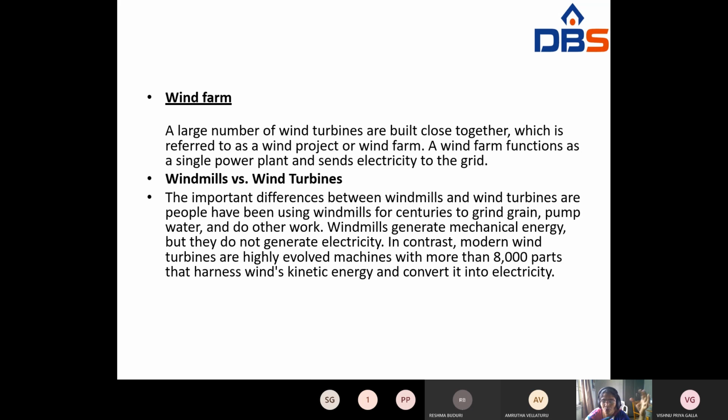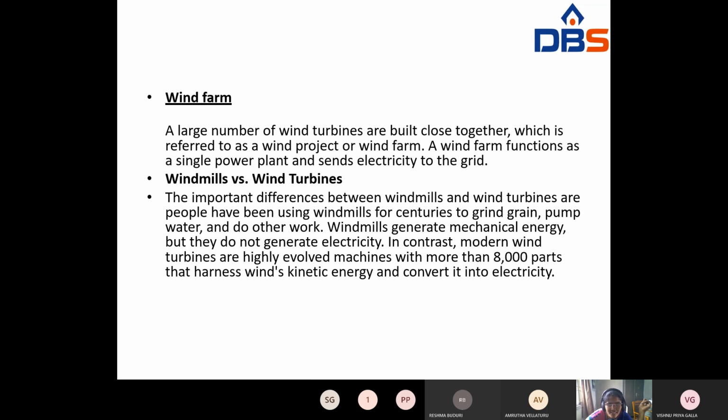Whenever you want to produce more electrical energy according to your capacity, you combine all the wind turbines. That is called the wind farm. The wind farm will generate the electricity and send it to the grid. At the grid you store a large amount of electrical energy, and it is given to the surrounding substations.